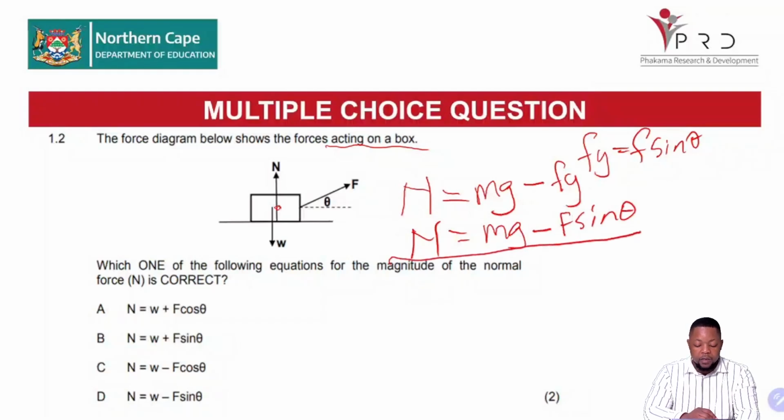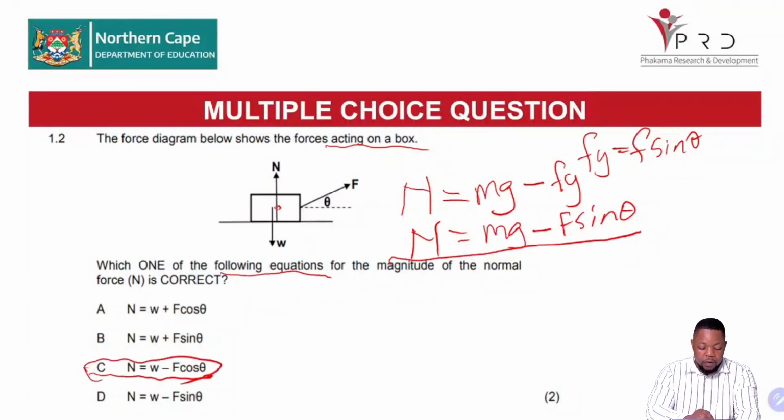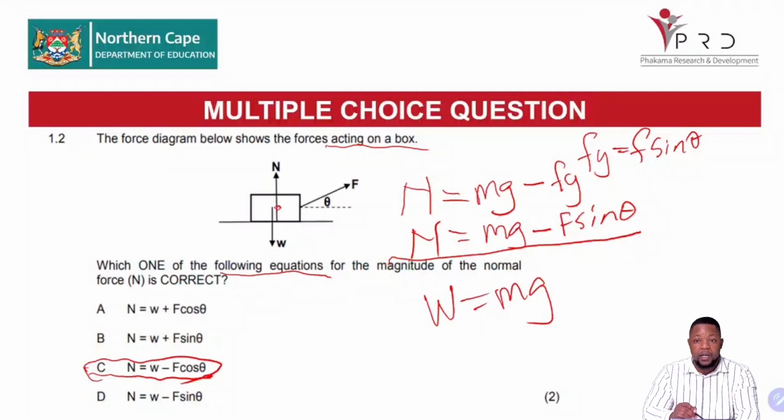Then you can therefore go and look at the options. Which one of the following equations for magnitude of the normal force is correct? There is no need for you to guess. You just go straight to C as the correct answer. Remember, w is equal to mg. Use the data sheet at all times. The data sheet will help you to choose the correct formula, and eventually you'll be able to choose the best option from the 4 options which are given.